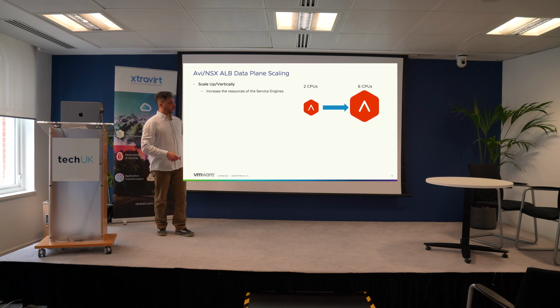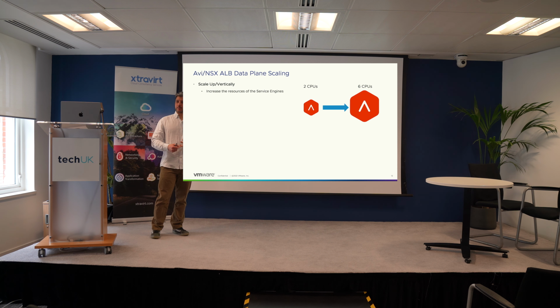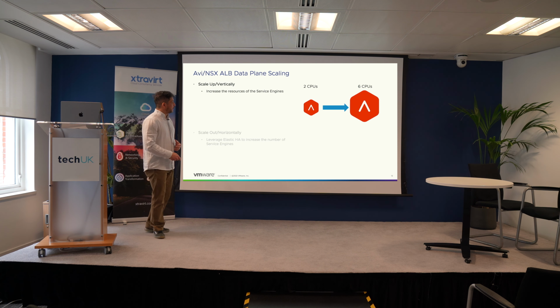So this is if you want to scale vertically, as in you are scaling up the size of the service engines. On AVI, typically you do that when you need to accommodate more SSL throughput, more SSL offload, for example. You need CPU power. Or if you have WAF capability installed on the solution, you need cores to deal with the WAF part of the solution.